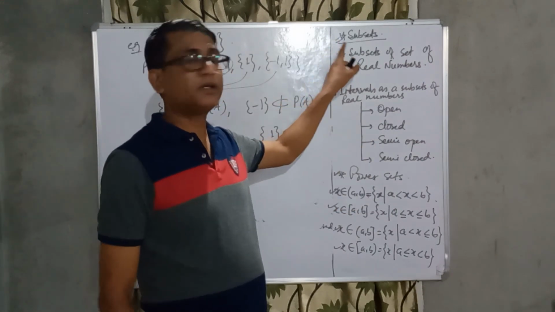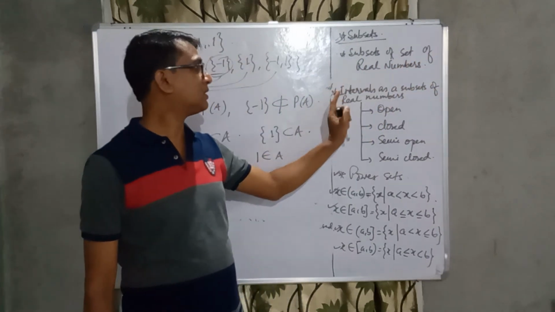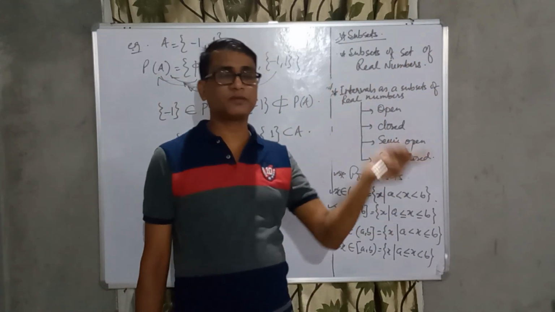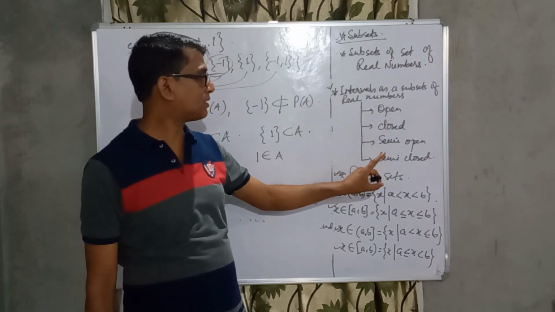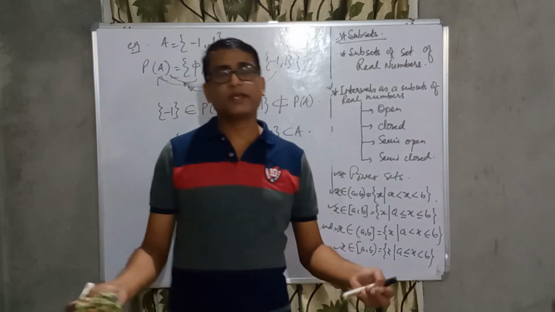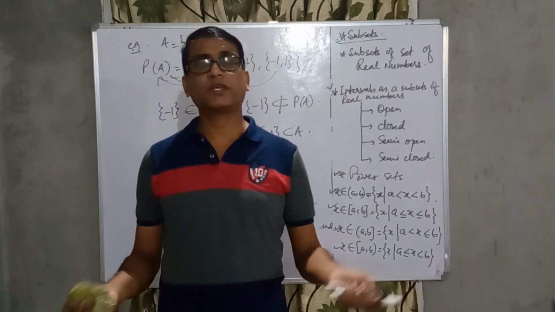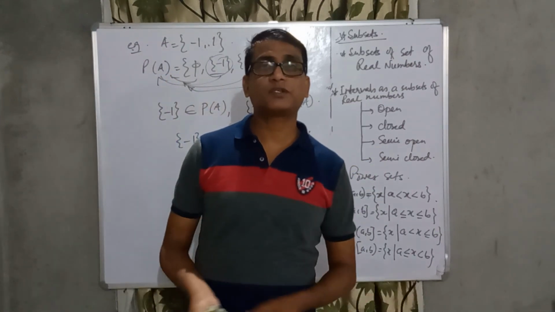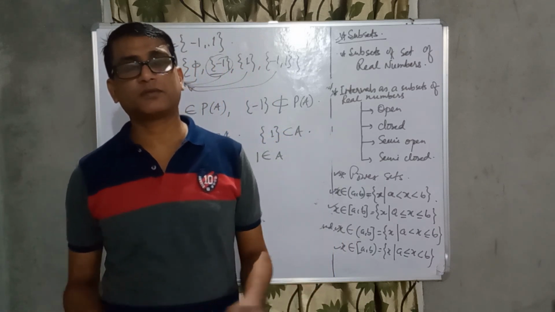So here we learned about subsets of the set of real numbers, the intervals. How many types of intervals? Four types: the open interval, the closed interval, the semi-closed, and the semi-open. Then the power set. Clear? In the next class we'll discuss more, that is, operations on sets. Also, with the help of Venn diagrams, we'll discuss Venn diagrams too.